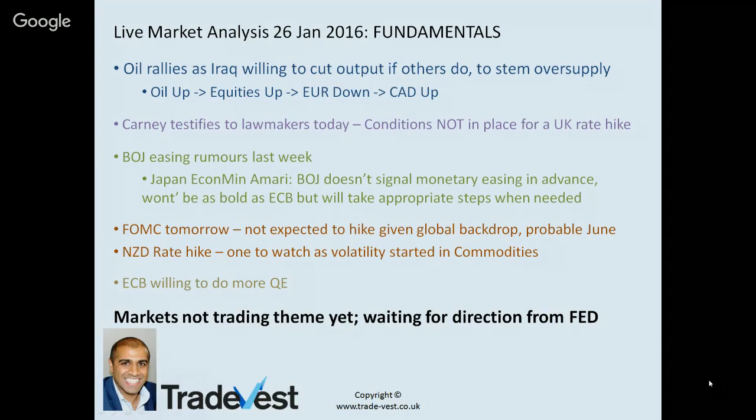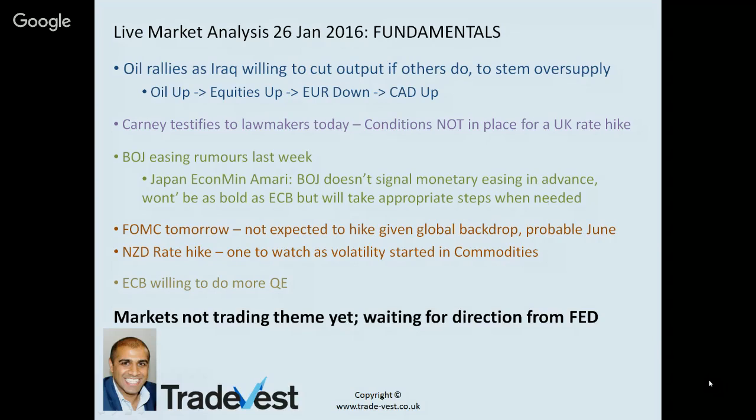But again, the keys are in the headlines. We've also had Bank of England Governor Carney testify to lawmakers today, and some significant quotes came out of that, specifically the fact that he's stating that the conditions are not in place for a UK rate hike.